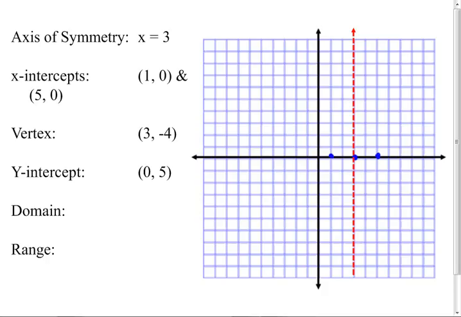Okay, so the vertex is at 3, -4. The vertex is going to be on the axis of symmetry. 1, 2, 3, 4. And this is going to go through 0, 5. 1, 2, 3, 4, 5. And they're not straight lines. They're curved. If they're straight, they're wrong.